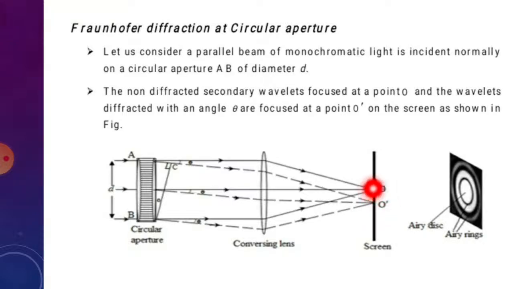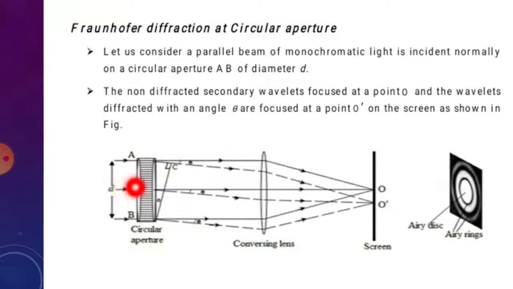Here, the intensity distribution at O dash depends upon the path difference between the waves diffracted at extreme points of the circular aperture. The path difference between the waves at extreme points of the circular aperture is the same as the path difference in a single slit of width D.